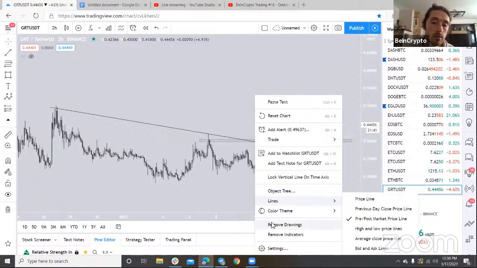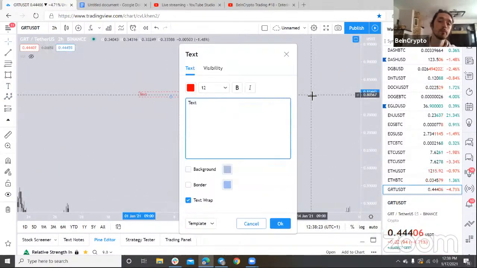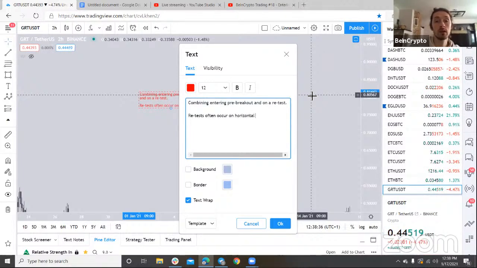So I will just recap everything now. Combining entering pre-breakout and on a retest: retests often occur on horizontal levels. They become stronger when combined with long lower wicks and especially bullish divergence or hidden bullish divergence.